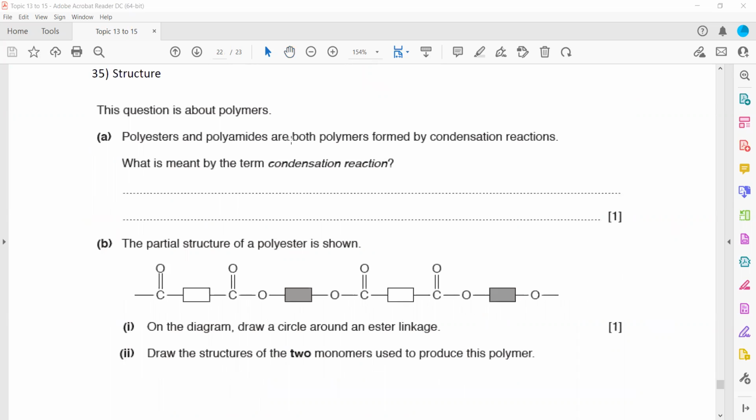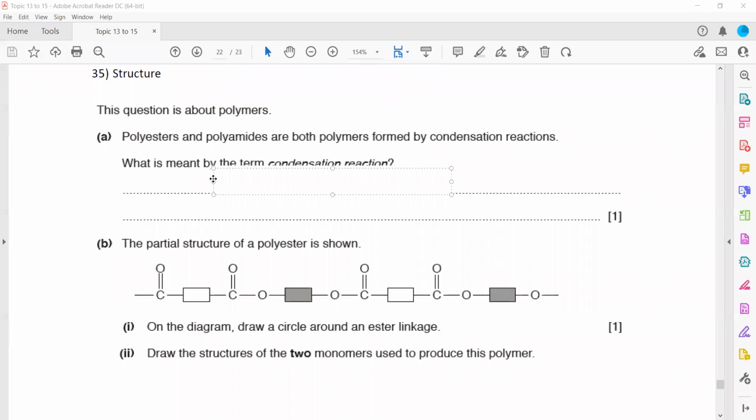The last question, 35. This question is about polymers. The polyester and polyamide are both polymers formed by condensation. Define the term condensation reaction. So what is the meaning of condensation reaction? It's a reaction in which small molecules combine to form a large molecule and give off a water molecule.